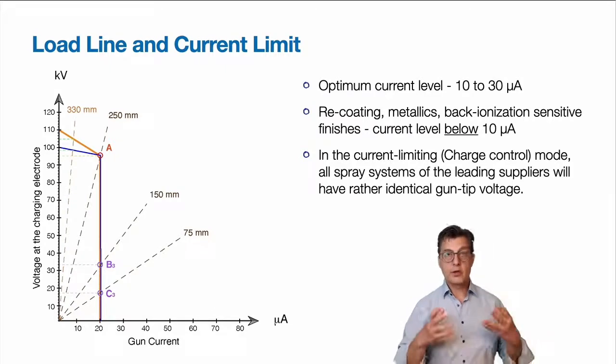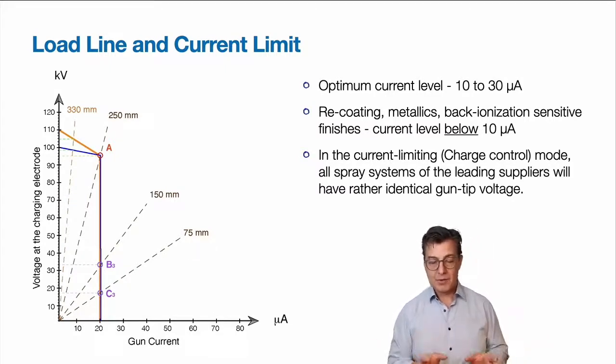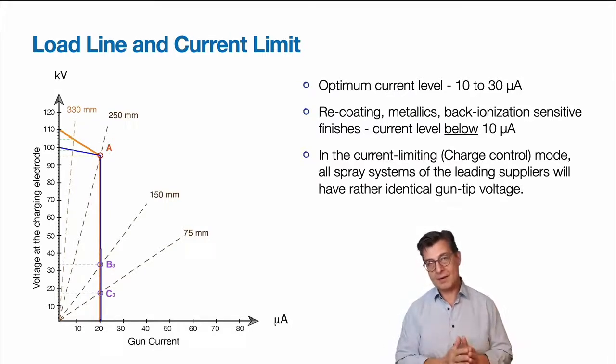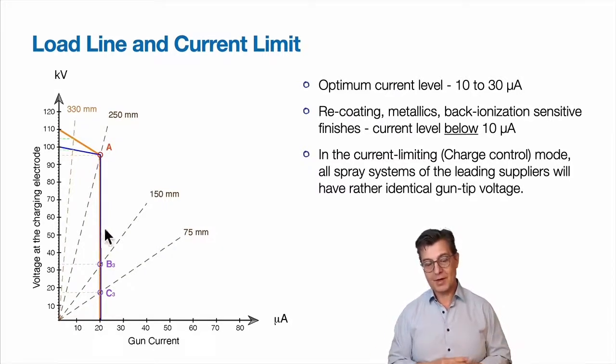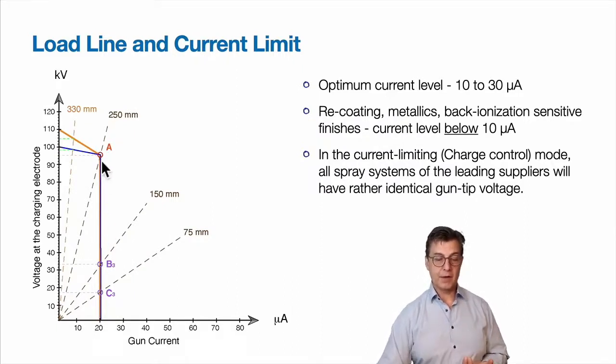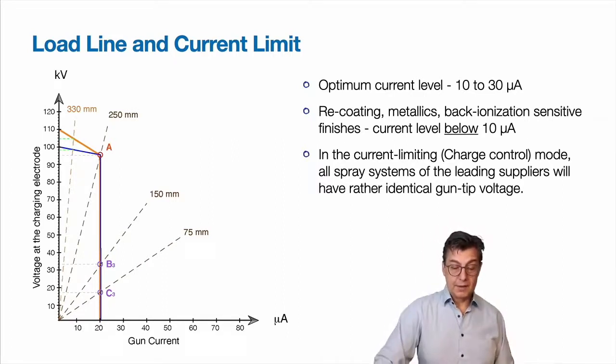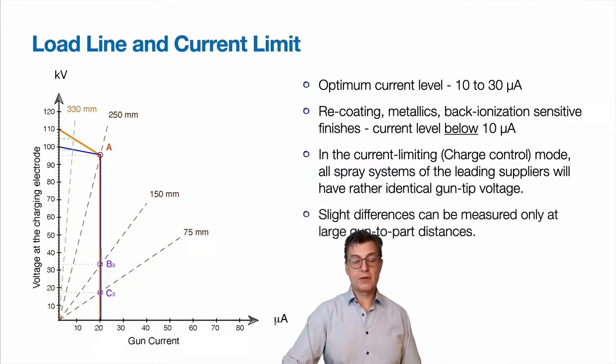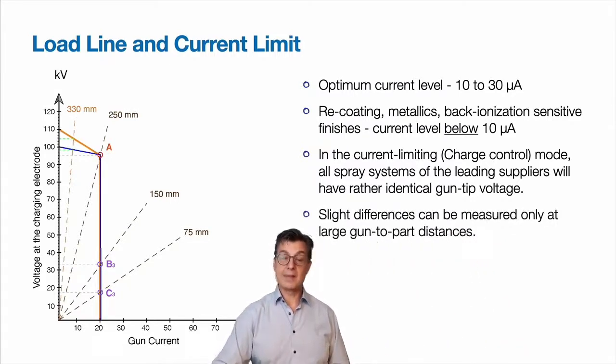In the current limiting or charge control mode, all spray systems of the leading suppliers will have rather identical voltage at the tip of the charging electrode. Because once we enter into this current limiting mode, you can see that whether you started on the orange load line or on the blue one, in the current limiting mode, for most of the range of the useful gun-to-part distances, the actual gun tip voltage will be exactly the same.